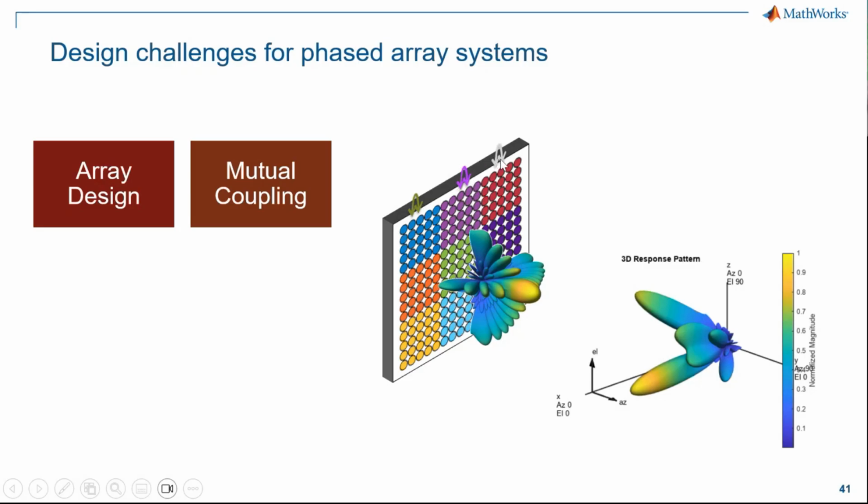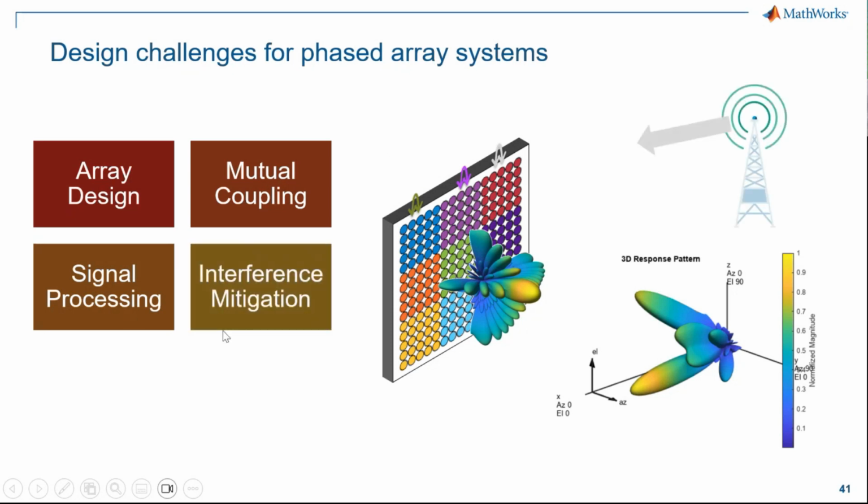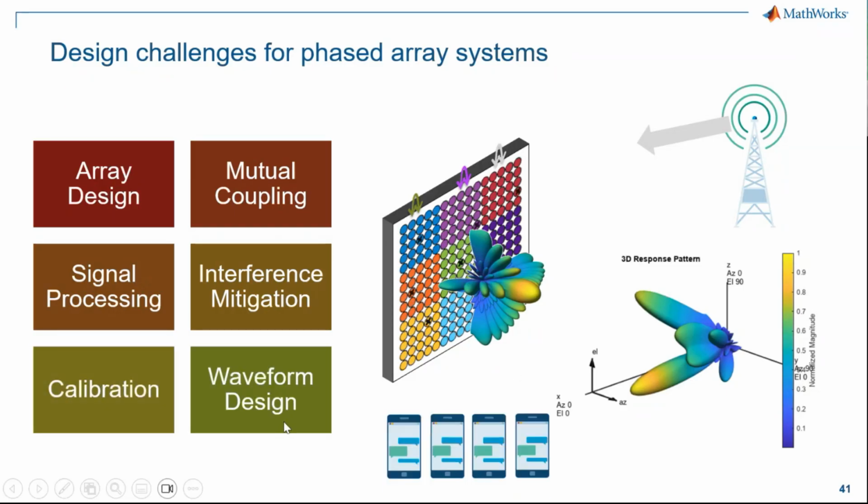So we've got different approaches. We can do without, which is going to provide a kind of theoretical result, and we can go a little bit more in depth and model this mutual coupling. Signal processing like beamforming, interference mitigation. We may want to define a zone where there will be very little gain, so that we can avoid an interferer or things like that. Calibration is of interest as well. Waveform design, that was mostly for radar. I'm going to skip this.